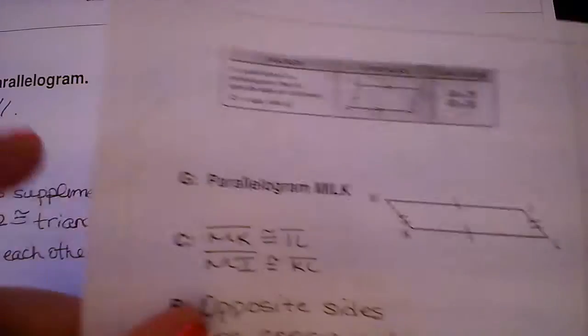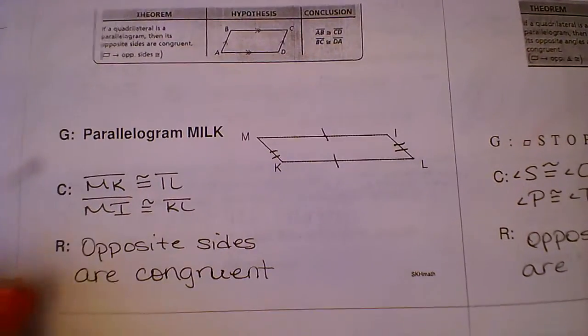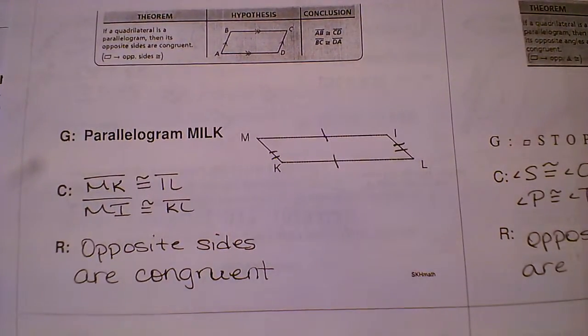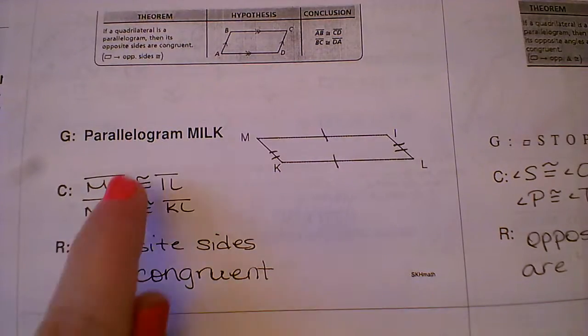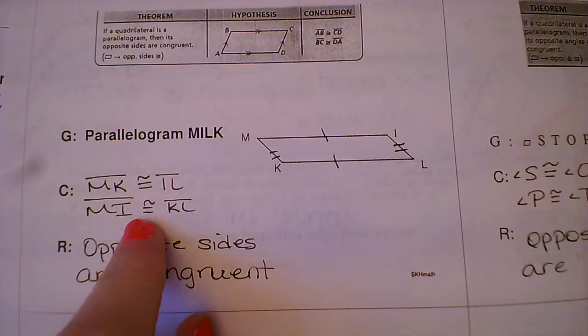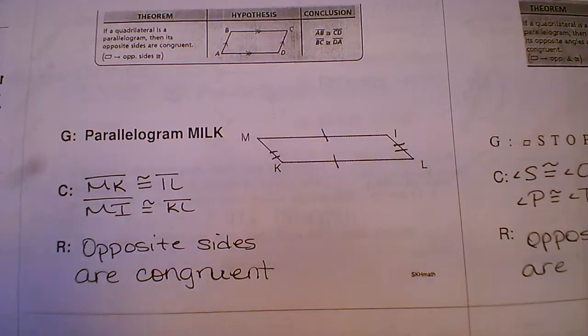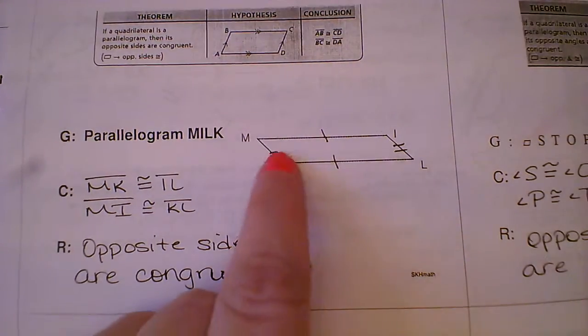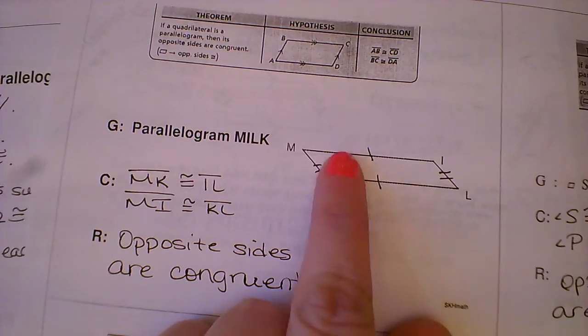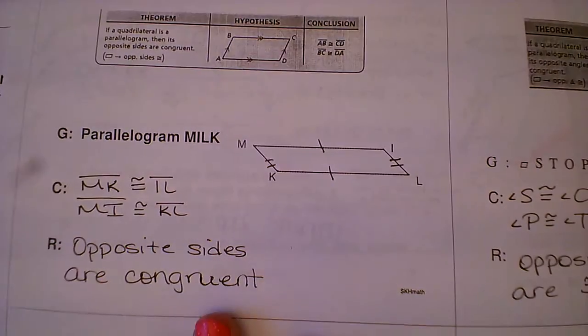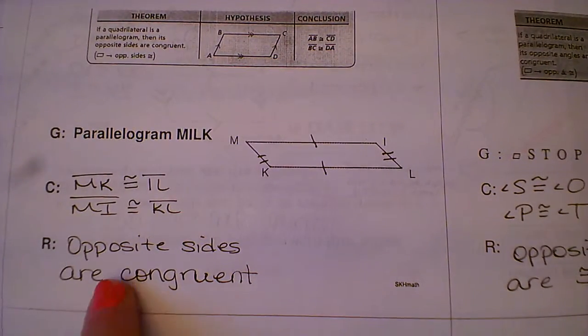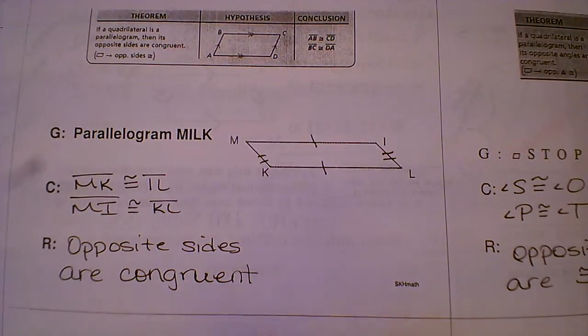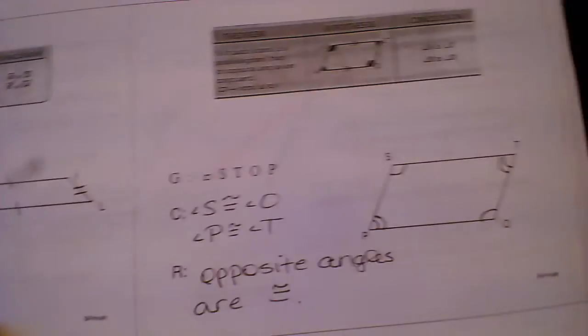Okay, as we started to go through those properties, the first one for parallelograms was that opposite sides were parallel. So if we know it's a parallelogram, we know those opposite sides are congruent. We have MI and KL that are opposite and congruent, and then MK and IL. And the reason is because of the property of that parallelogram.